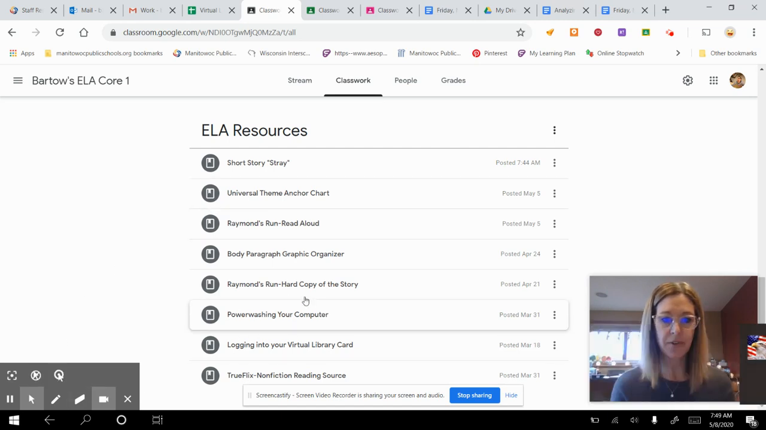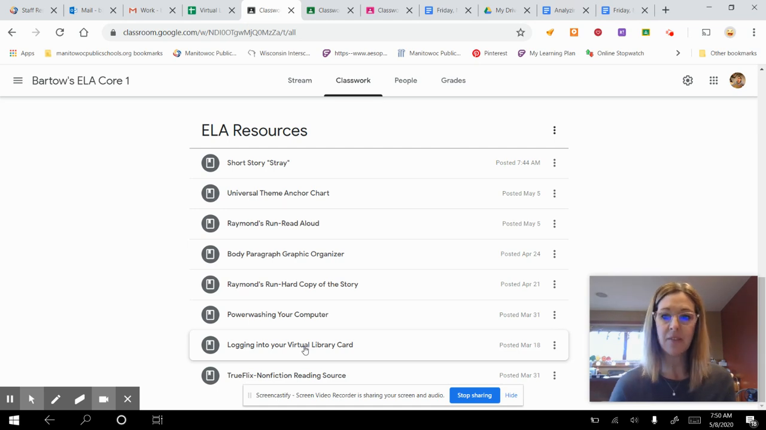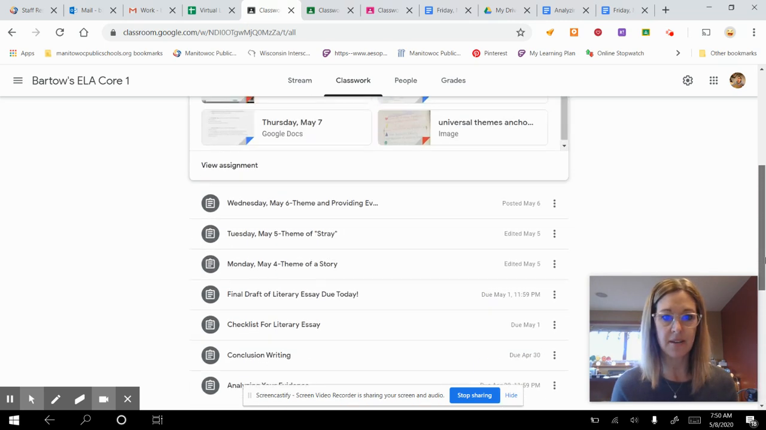Also, if you're having trouble with your computer, you might want to try going to ELA resources to power wash your computer. And for those of you who don't have a library book and you don't like using Epic, here is your virtual library card. Please make sure that you are looking at something, even if it's going on the internet and finding things to read on subjects that you're more curious about. So don't forget to try and read a little bit each day.